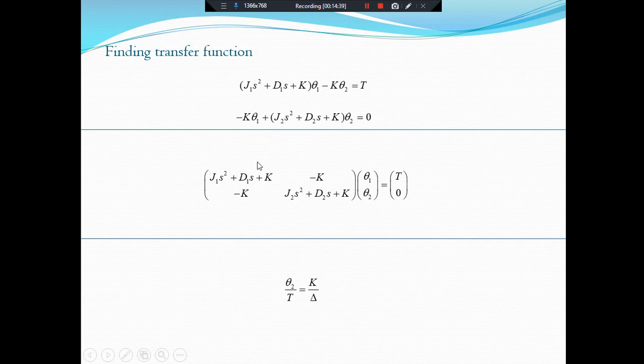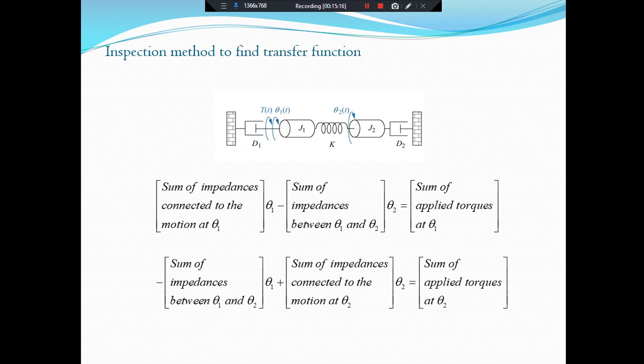Then we will put these equations in matrix form. This is the first equation, theta 1 and theta 2 components. This again is from the second equation, theta 1 and theta 2 components, and here are the forces T and 0. Now we have to find theta 2 by T. We will replace this second column by these forces, and we will solve it. By solving, we will get the required transfer function, that will be equal to theta 2 by T. Okay, clear? I hope this is clear to you.